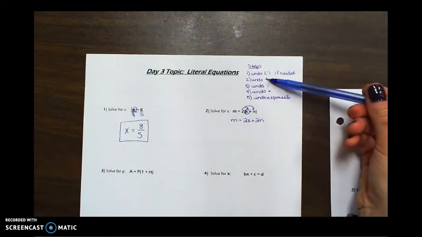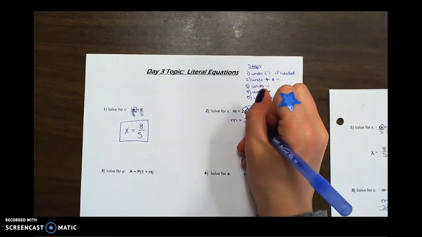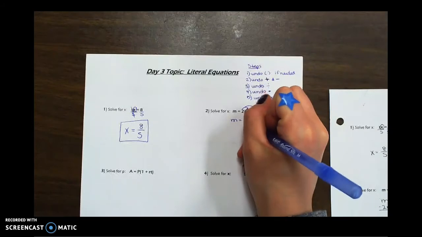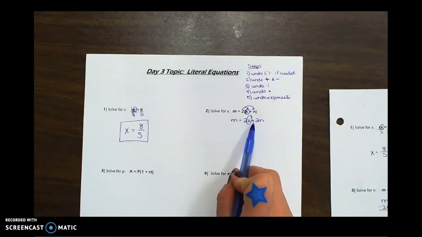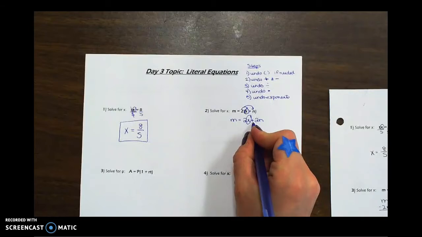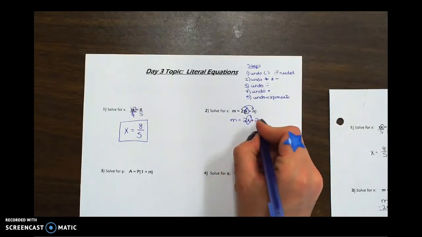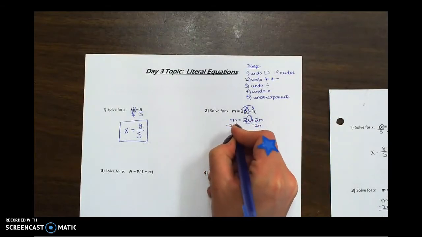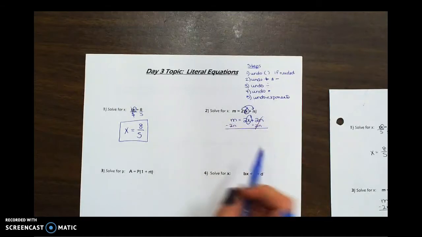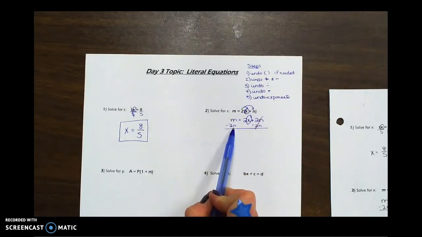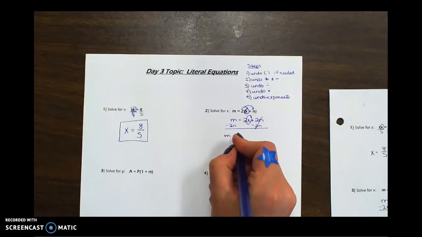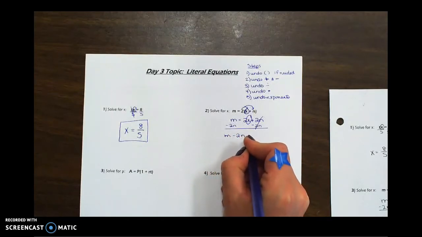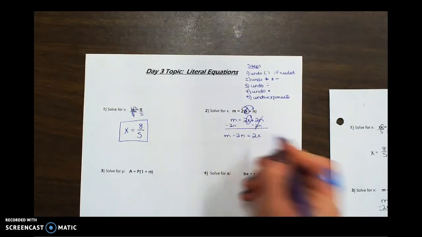Step 2, undo addition and subtraction. Once again, I'm going to circle my x. I want to keep that right where it is. Let's look. Do we have addition or subtraction? Yes, we do right here. So when I transpose that to the other side, if it's adding, now we're going to subtract 2n from the other side. Those cancel. Now this is an m, this is an n. They are not like terms. They cannot be combined. So we have m minus 2n equals 2x.